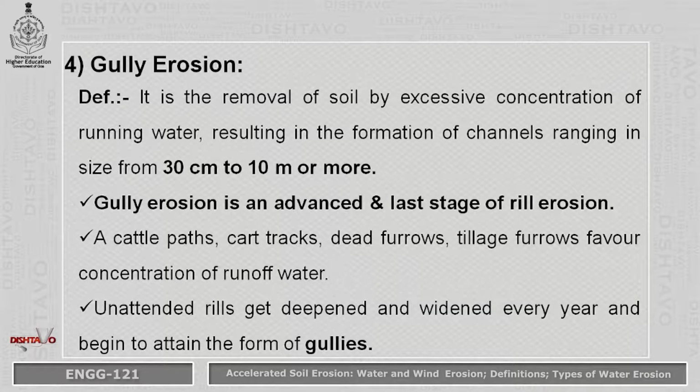The last stage of water erosion is gully erosion. It is the removal of soil by excessive concentration of running water, resulting in the formation of channels ranging in size from 30 centimeter to 10 meter or even more. So gully erosion is a very advanced and last stage of rill erosion. Whenever cattle paths, car tracks, dead furrows, or tillage furrows are there, that area favors the concentration of runoff water, and through that gullies are formed.